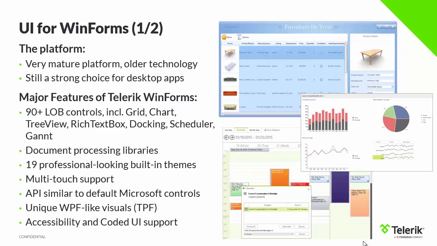We also have something that's very unique with the document processing libraries. These provide APIs for working with the most common document formats, such as DocX, RTF, XLSX, CSV, and PDF. The libraries allow you to embed, load, create, convert, and print documents directly from your applications without needing to have Microsoft Office or any other external library installed on the machine.